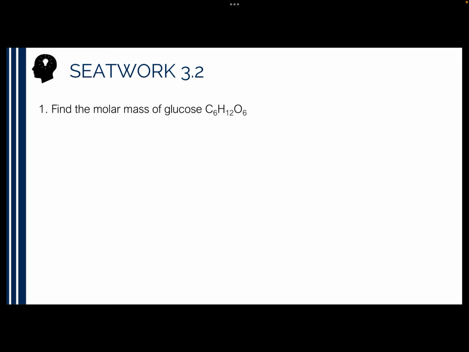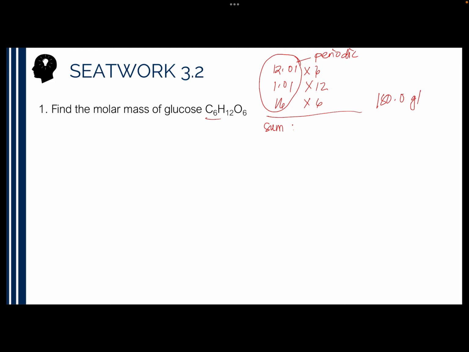So this one, find the molar mass of glucose. So we have glucose, again, carbon is 12.01 times 6, the first one. And then we have 1.01 times 12. Then we have oxygen, 16 times 6. And then the sum of this, again, this comes from the periodic table, the different atomic weights of each of the atoms. So the answer for this one is 180.0 gram per mole of C6H12O6. Next example.